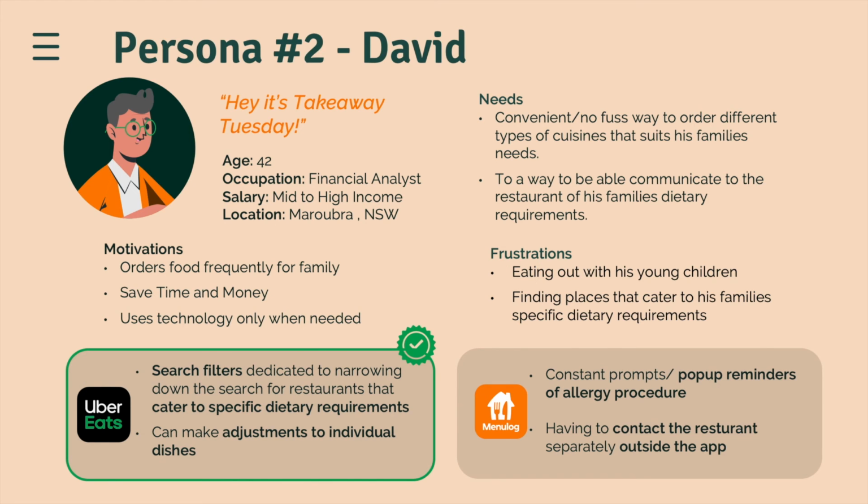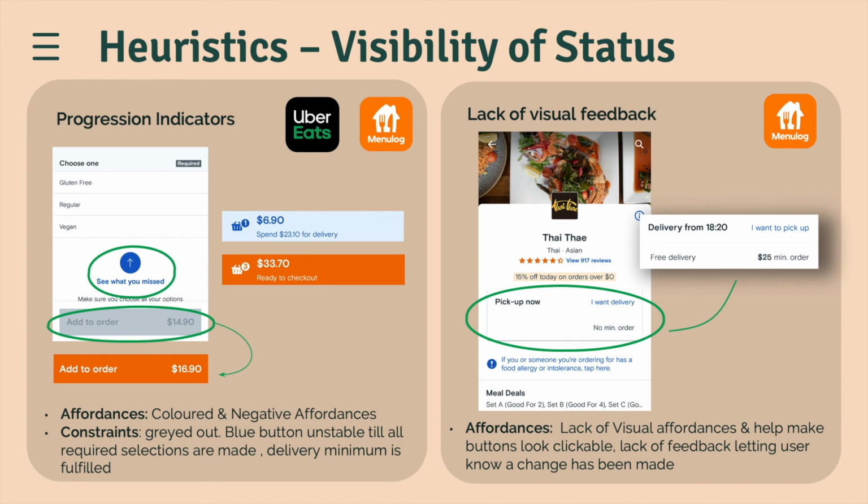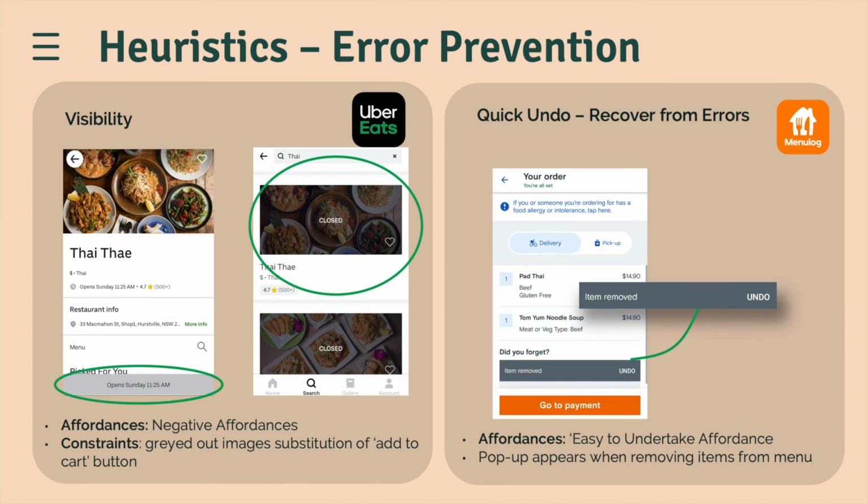Now looking into heuristics, in terms of visibility of status, both apps do a good job with their use of colors to show actionable and constraint in terms of visual feedback when interacting with elements to indicate progress, particularly those showing the basket total and amount left for free delivery. However, the exception to this was the lack of visual feedback in indicators and actionable delivery buttons in Menulog. Both apps provide constraints to prevent user errors and user misbehavior.